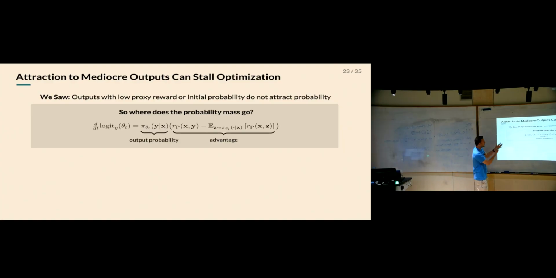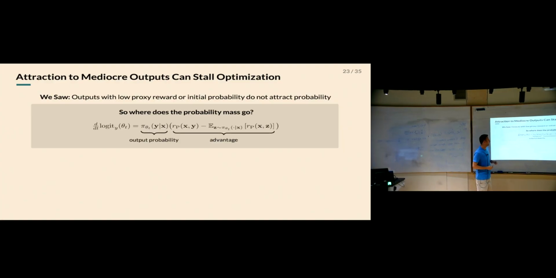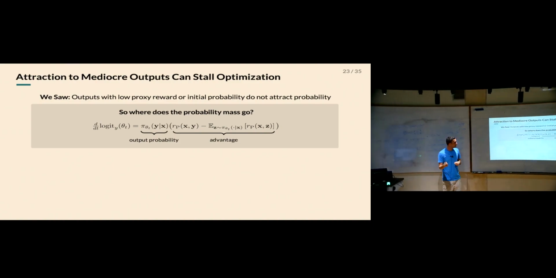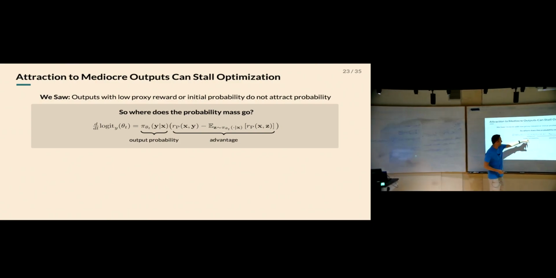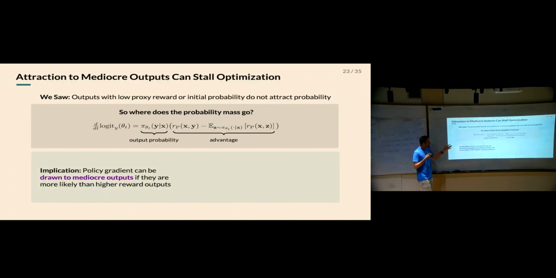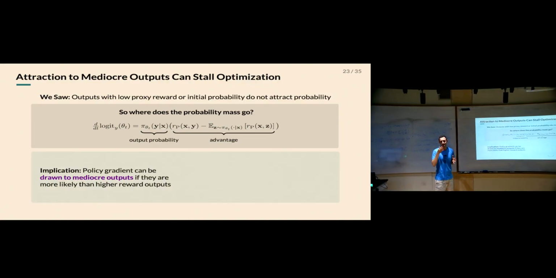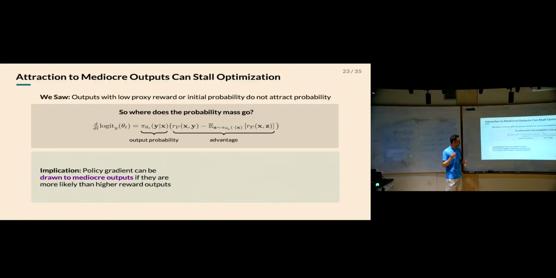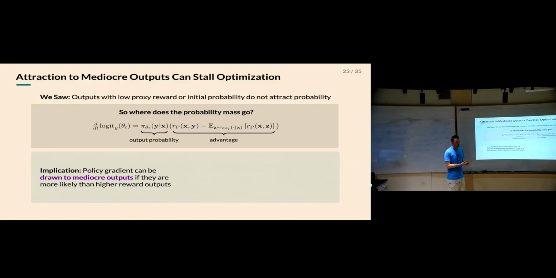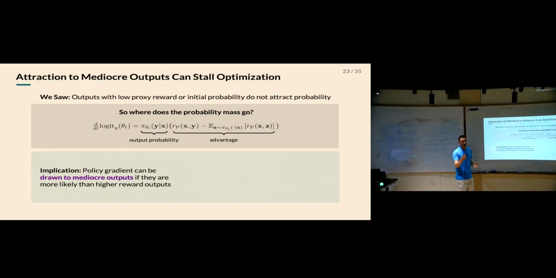We can go back to our favorite equation. I swear this is the last time that I'm going to put it up. You can see again that it's this product between the probability and the advantage. So what will attract probability is an output that has positive advantage and is likely under the current policy. What this implies is that the policy gradient doesn't necessarily point towards the optimal output. You can have mediocre outputs which are better than what you're currently doing, but still not optimal. And if they're very likely, then policy gradient will be drawn towards them.